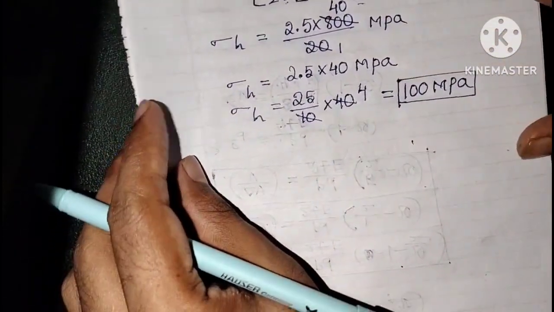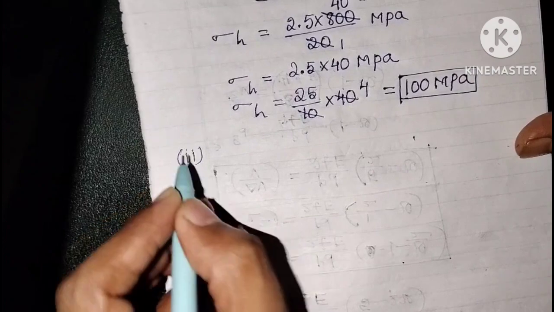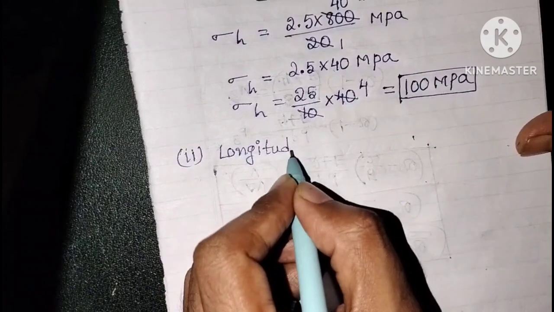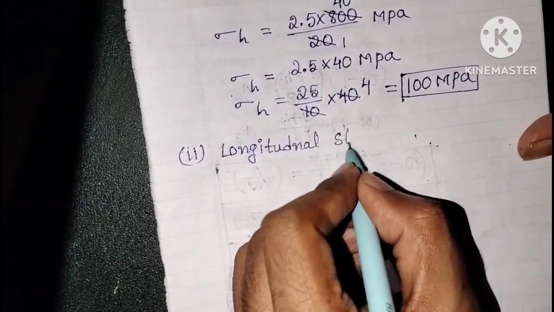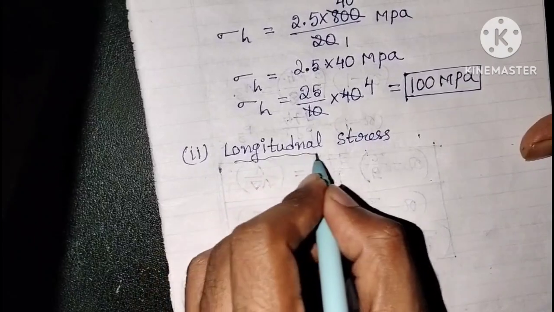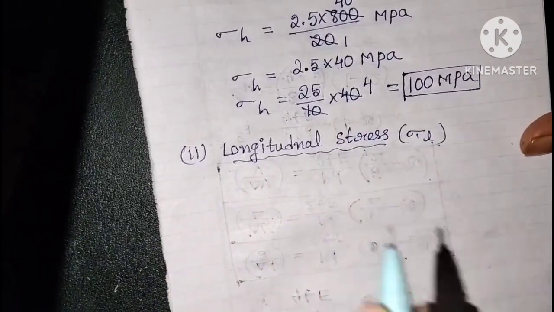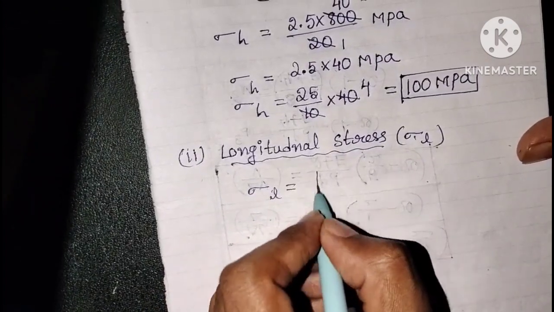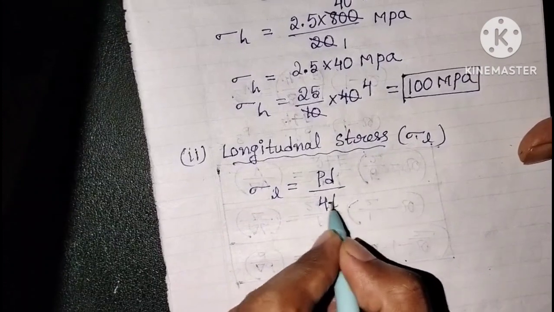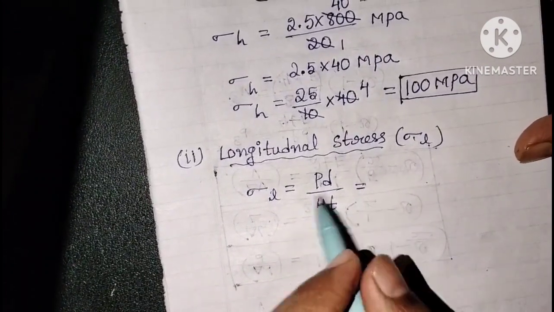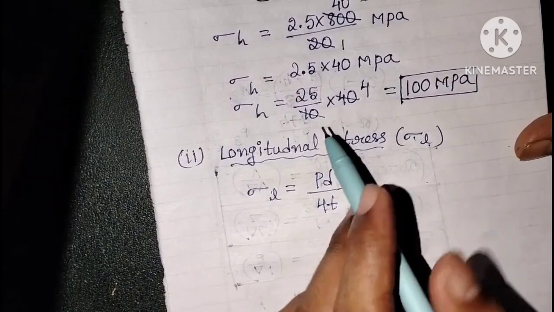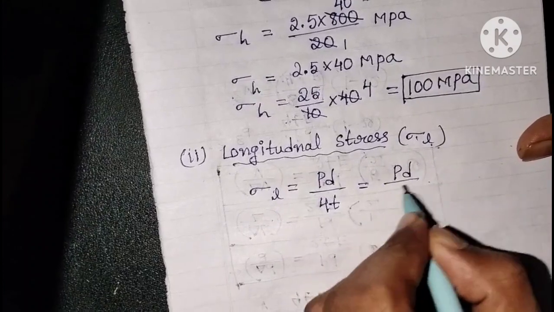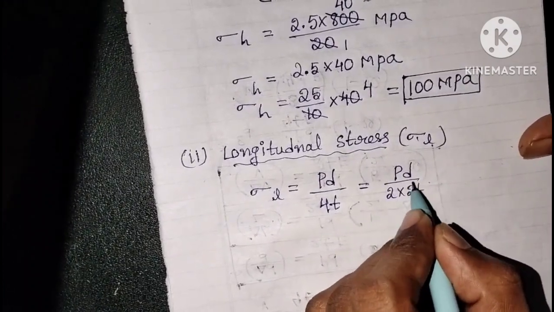And next question. Next one is longitudinal stress. Next we need to find longitudinal stress. Longitudinal stress denoted by sigma L. So longitudinal stress formula is sigma L is equal to PD by 4T. Of course, hoop stress means PD by 2T, so 4T can be written as 2 into 2T.